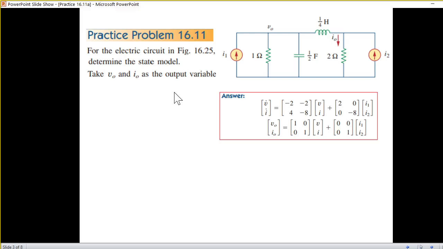Now, this is the question given. First of all, the advantage of the state diagram is that it can solve a circuit having multiple inputs. Like here, you can see two inputs and multiple outputs. So we'll be taking V0 and I0 as output variables, this voltage here and this current. The answer is also given because it is a practice problem, so we'll try to match this answer. And I have taken help of this website, so thanks to them.